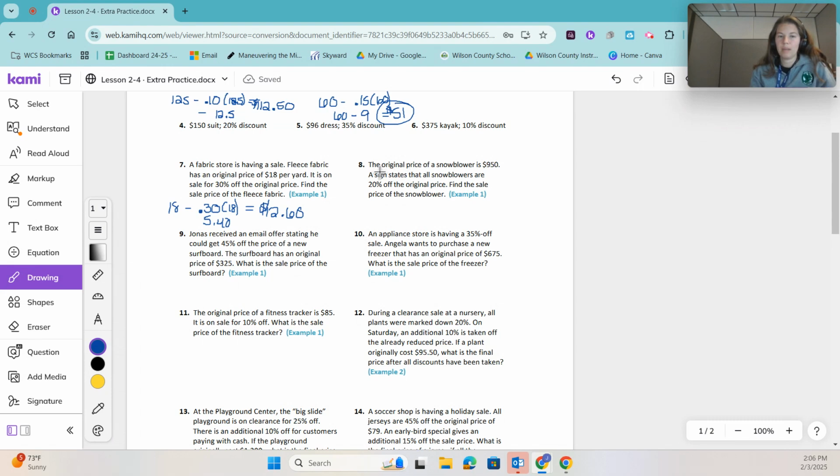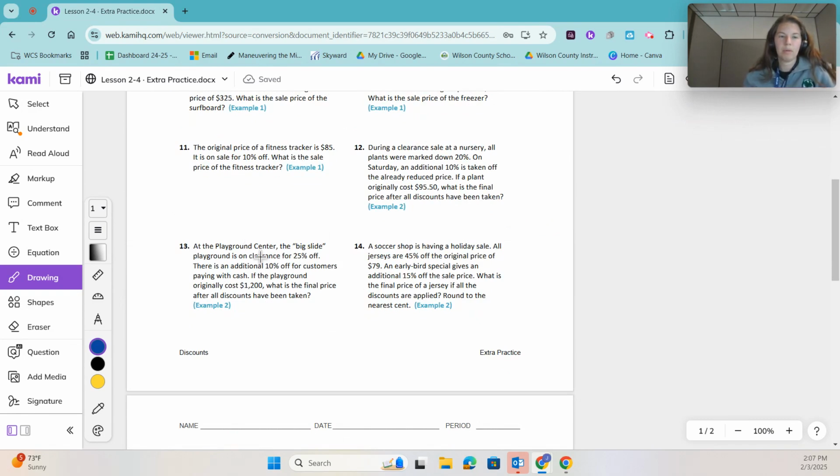Do the same thing for number 8 here. The original price of a snowblower is $950. The sign states that all snowblowers are 20% off. So we're going to subtract 20% of that $950 and then take that away from that original price. So $190 is that discount. And once we subtract these, we are going to pay $760 for a $950 blower. Several more that you can try like that.